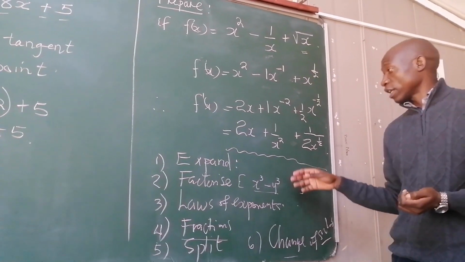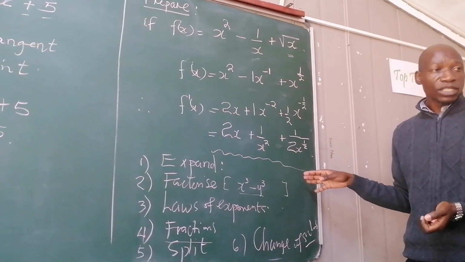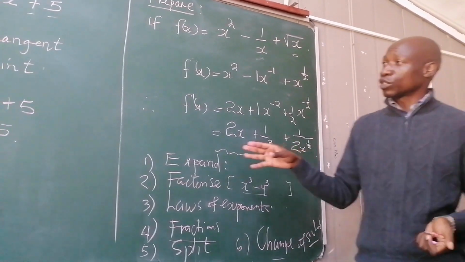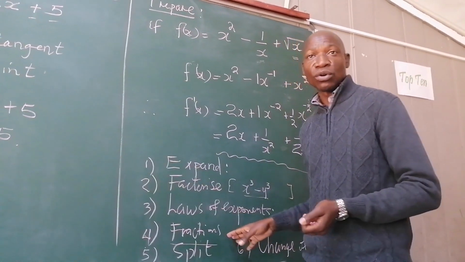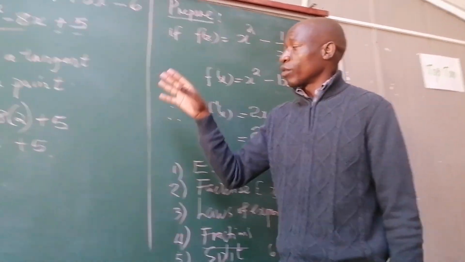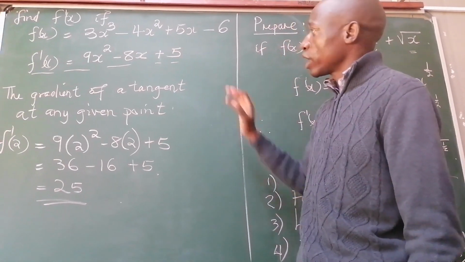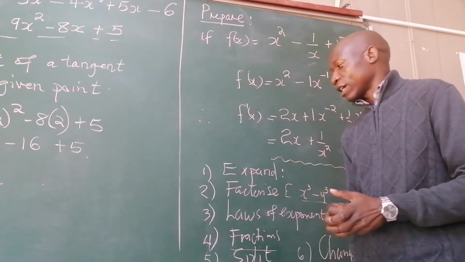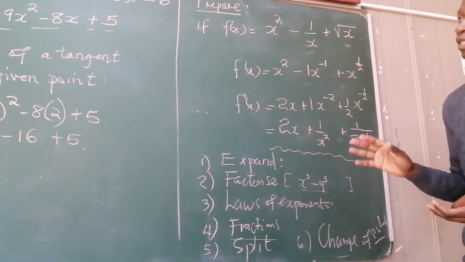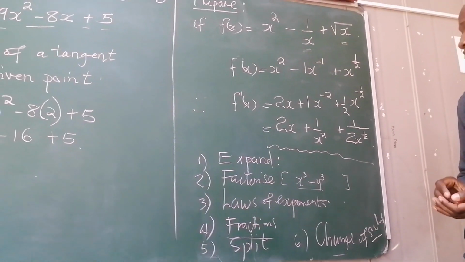It helps us in curve sketching because we cannot sketch a cubic function if we don't know the turning points. So at every turning point, we have to find the derivative and then we equate it to zero. We will look at that in the next series. But so far, this is the foundations of differentiating.